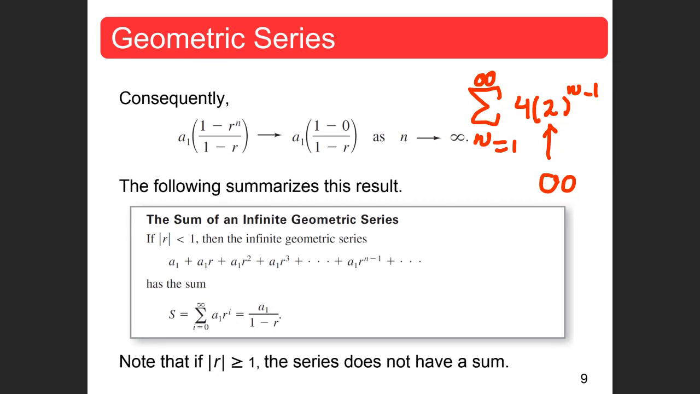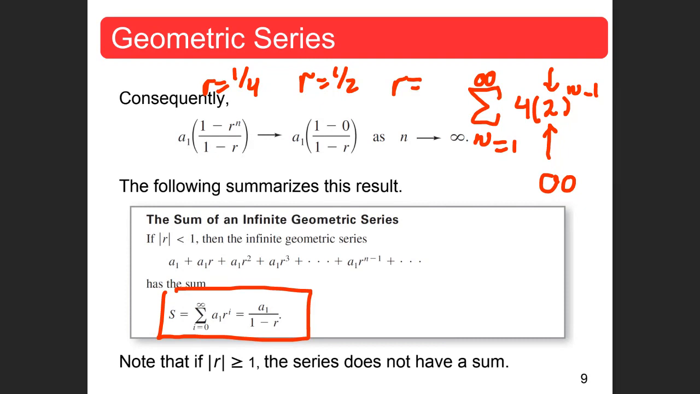When does this formula work? This formula works when r is less than 1 and greater than 0. So if r is equal to 1/2, it will have a sum. If r is equal to 1/4, it will have a sum. If r is equal to 1/3, it will add up to something, okay? So for example, if I gave you 10, 5, 2.5, 1.25, okay? And I asked you to find the sum of that.